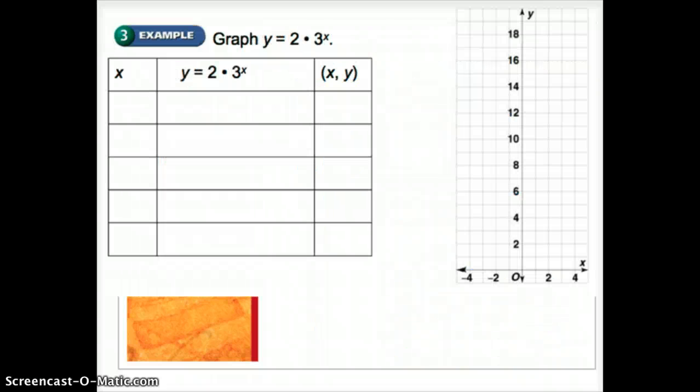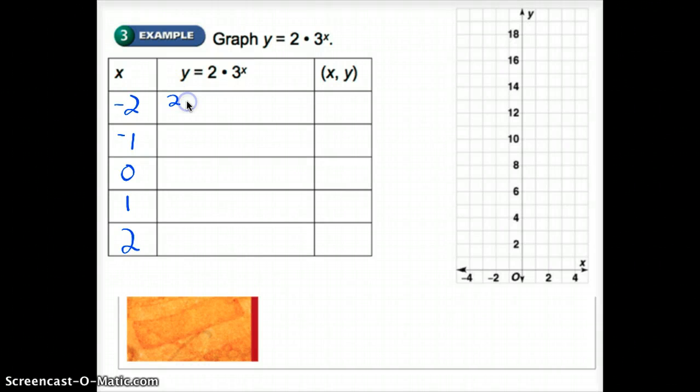Okay. So now let's graph y equals 2 times 3 to the x. So again, anytime that you don't know how to graph something, you don't have a shortcut or a technique, a table of values is always a great way to do this. So we're going to pick some values for x. I'm going to pick -2, -1, 0, 1, and 2. And then I'm just going to evaluate this function, y equals 2 times 3 to the x, for each value.